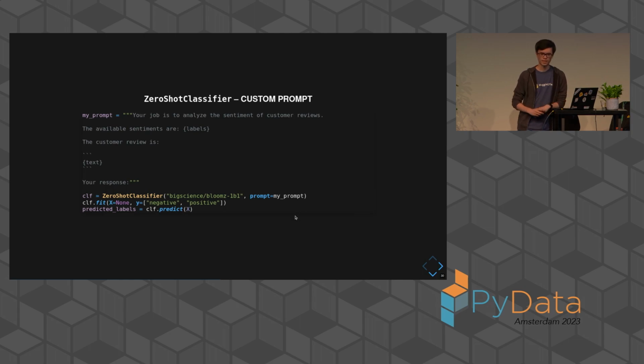And of course, you can customize it. So for example, if you think the default prompt that we are using doesn't fit your task very well, you can define your own prompt. So here we have just one big string. It has two placeholders, the labels and the text. So labels would be positive and negative, and then the text would be the review that you want to classify. And then we just use the prompt here with the same model, and then we can predict the labels based on that prompt.